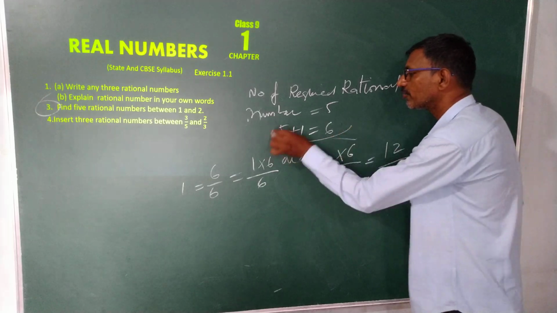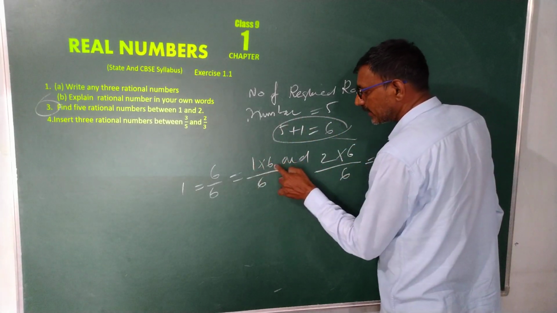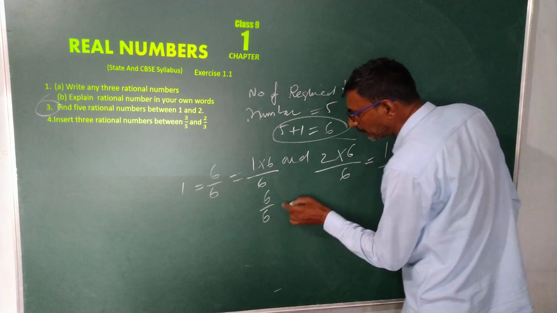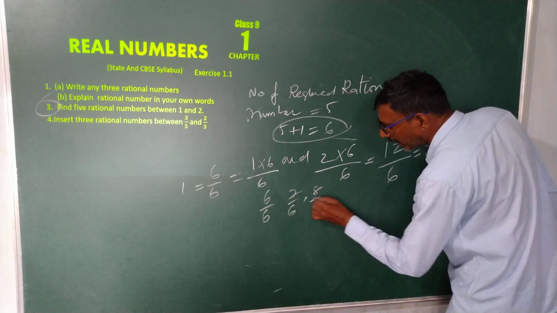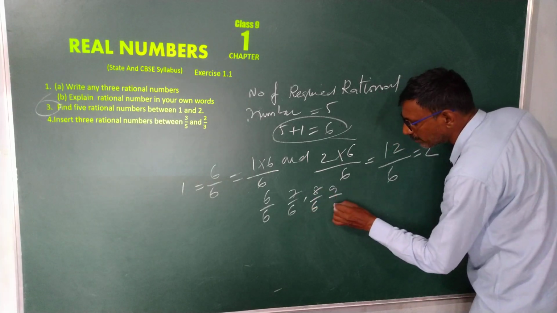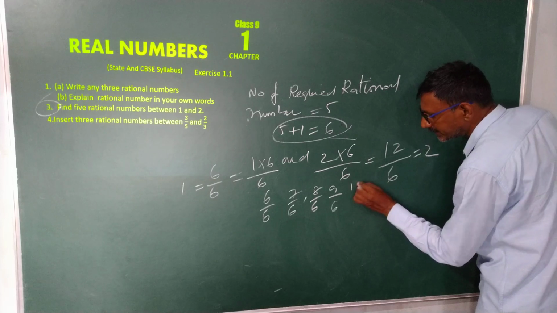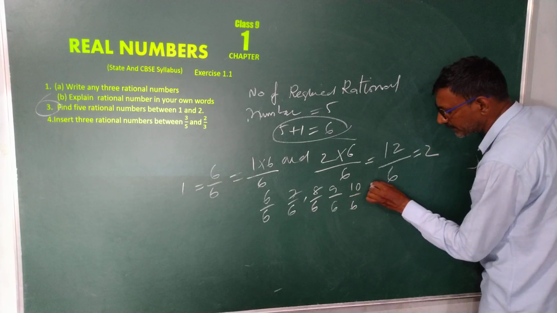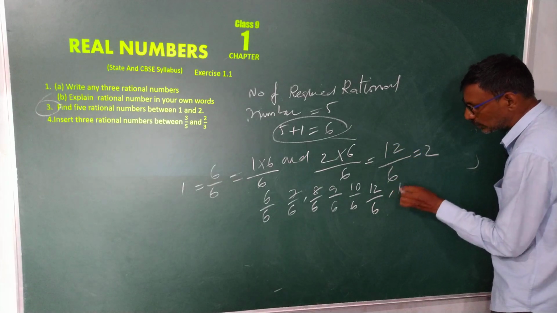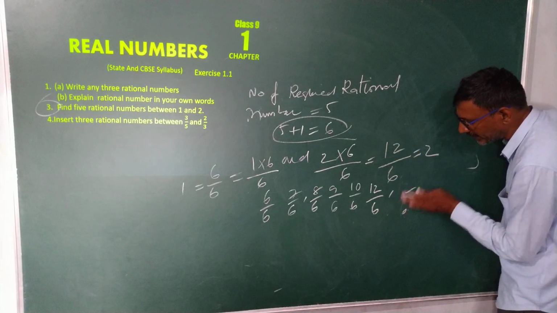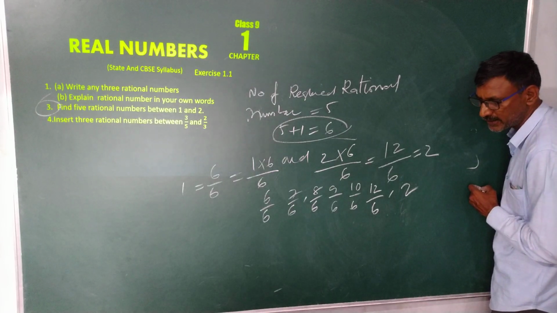And by adding 1 we get 6. Now come with 6 by 6. After that 7 by 6. After that 8 by 6. After that 9 by 6. After that 10 by 6. After that 11 by 6. After that 12 by 6, which is nothing but 2. I told you clearly, that is nothing but 2.